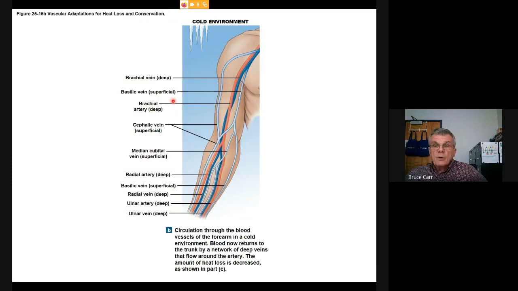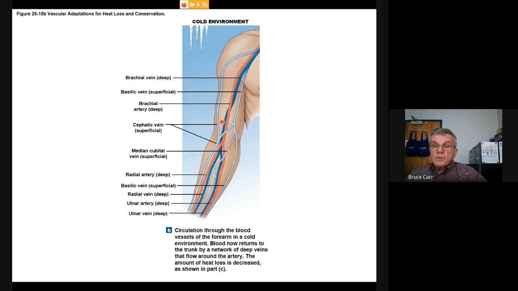But in a cold environment, we're going to reverse that. We're going to bring the hot blood in, in the artery, in that core position, through the capillary beds, picking that heat up. But now we're going to deprive the surface veins of blood, and we're going to send it right up that brachial vein. And down here, the radial and ulnar veins are deep. That means insulation. Here's where the blood is. Here's where the surface of the skin is. So it slows the heat loss because of the depth of the blood flow.